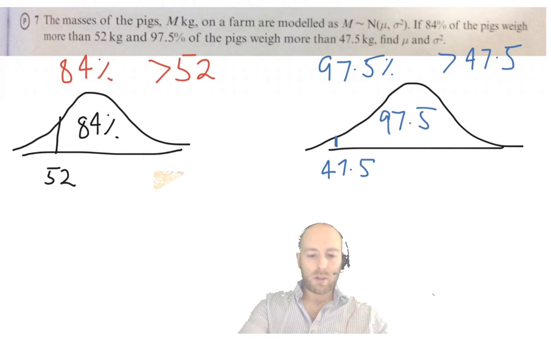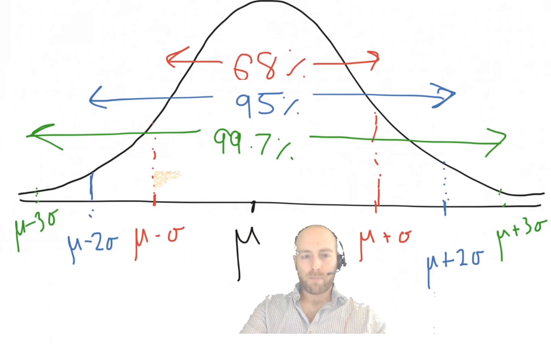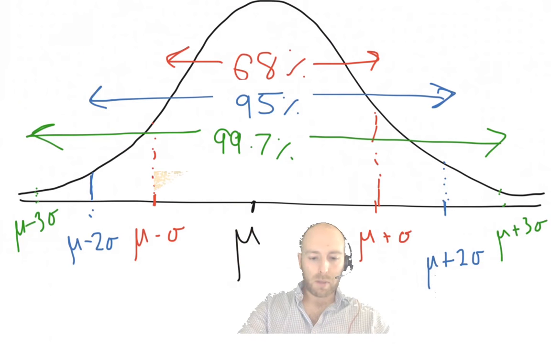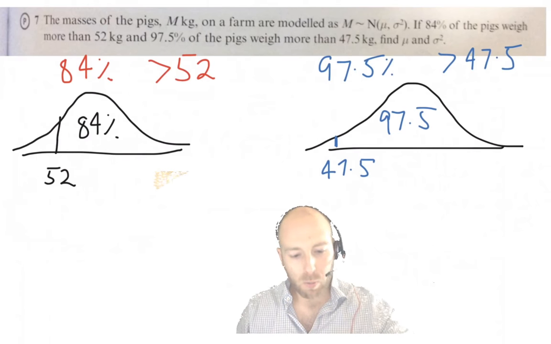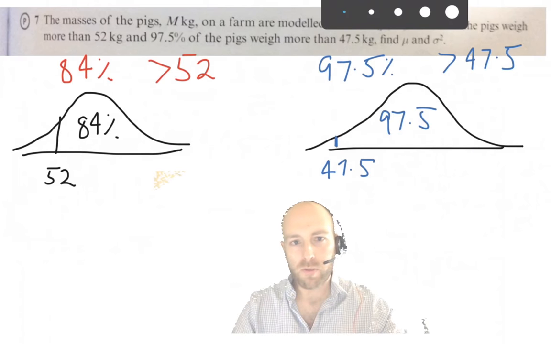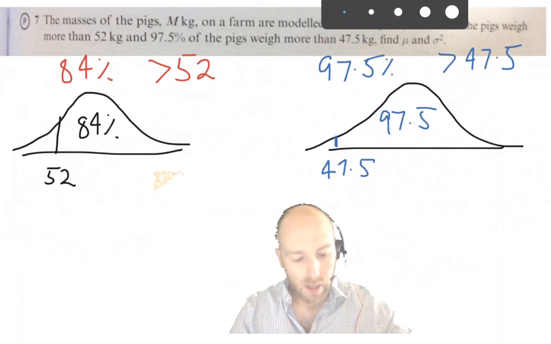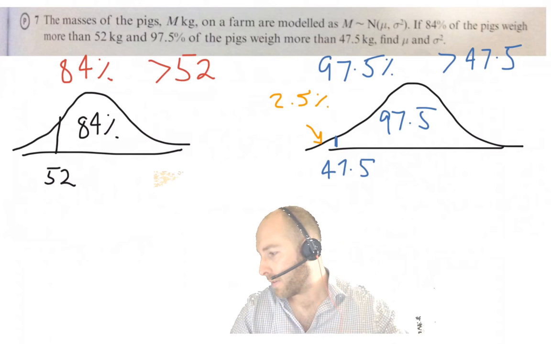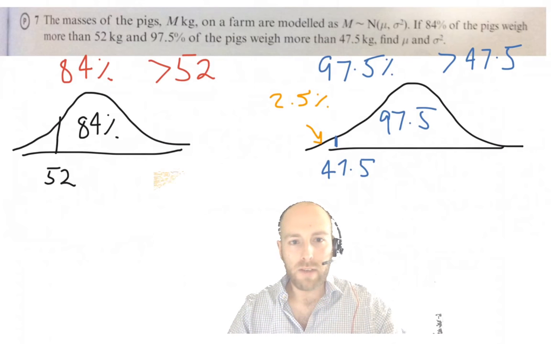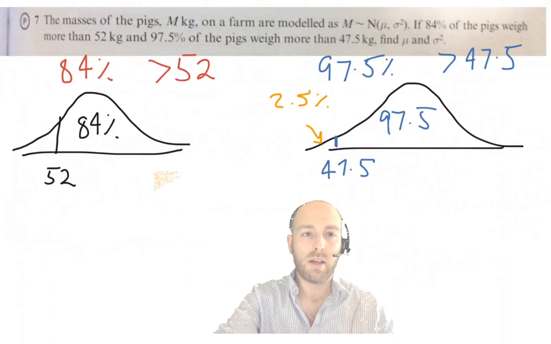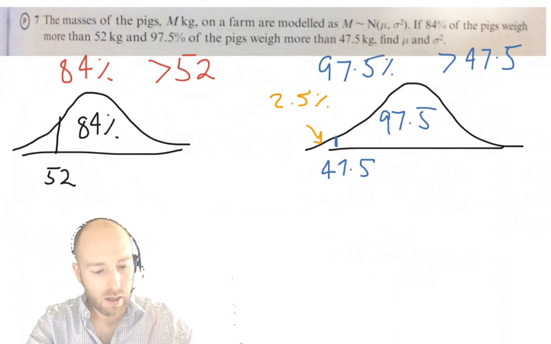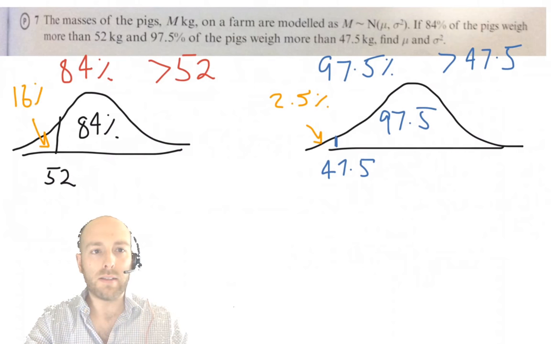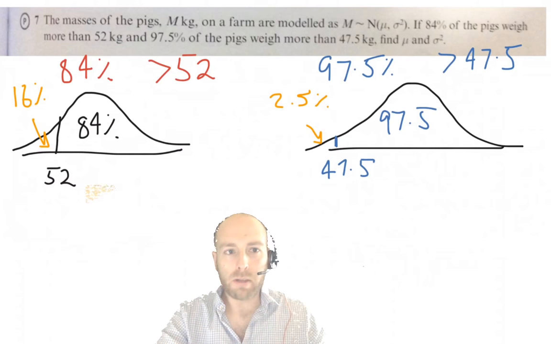Okay, so the key to this question is what we were talking about on the last slide. It's to do with how much is left in each bit. So if 97.5% is greater than 47.5, it means that 2.5% is less than it. And for the other one, if 84% is greater than this value, it means that 16% is less than it. And those two numbers should ring a bell because we talked about those just now.